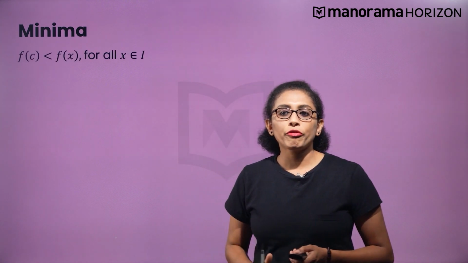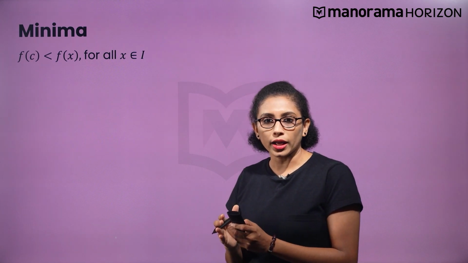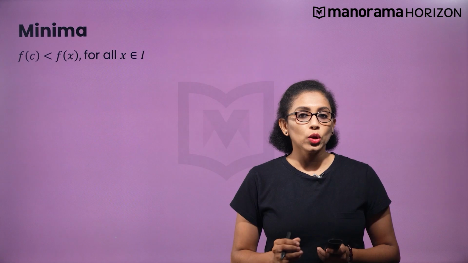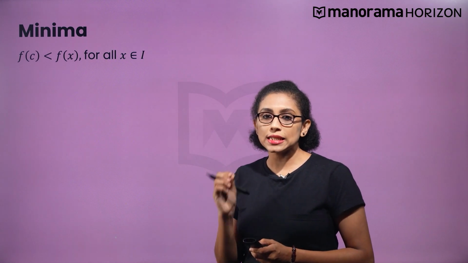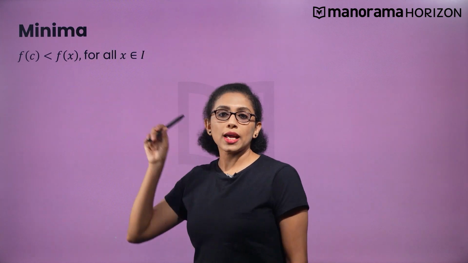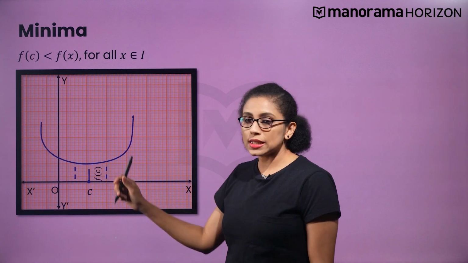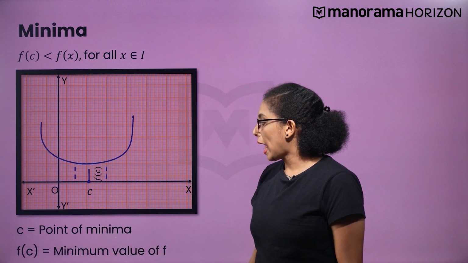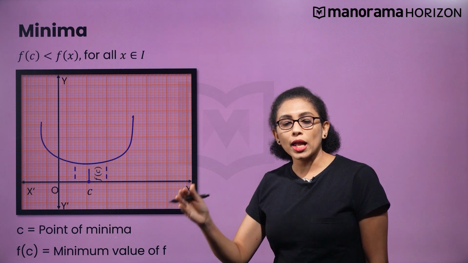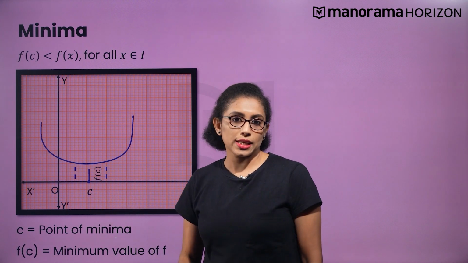Now we focus on what minima is. Let f be a function defined on an interval I. Then f is said to have a minimum value in I if there exists a point c such that f(c) is less than f(x) for all x in I. Here is a representation, and as you can see, point c is the point of minima and f(c) represents the minimum value of f at that point c. Like maxima, minima are also of two types: local minima and global minima.